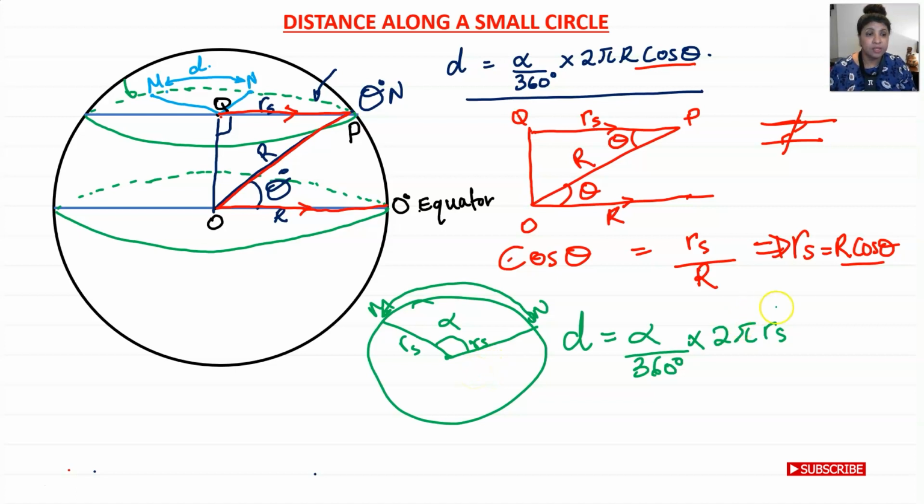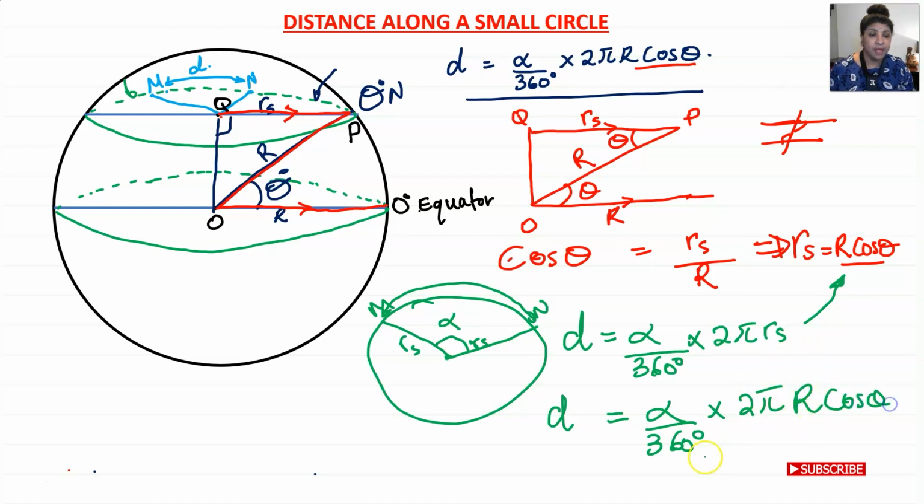And now we know the radius of the small circle. We're just going to substitute that in terms of r cos theta. So our distance between 2 points is equal to alpha divided by 360 degrees times 2 pi, and now instead of r_s I'm going to write r cos theta. Okay, so that is how that formula was derived.